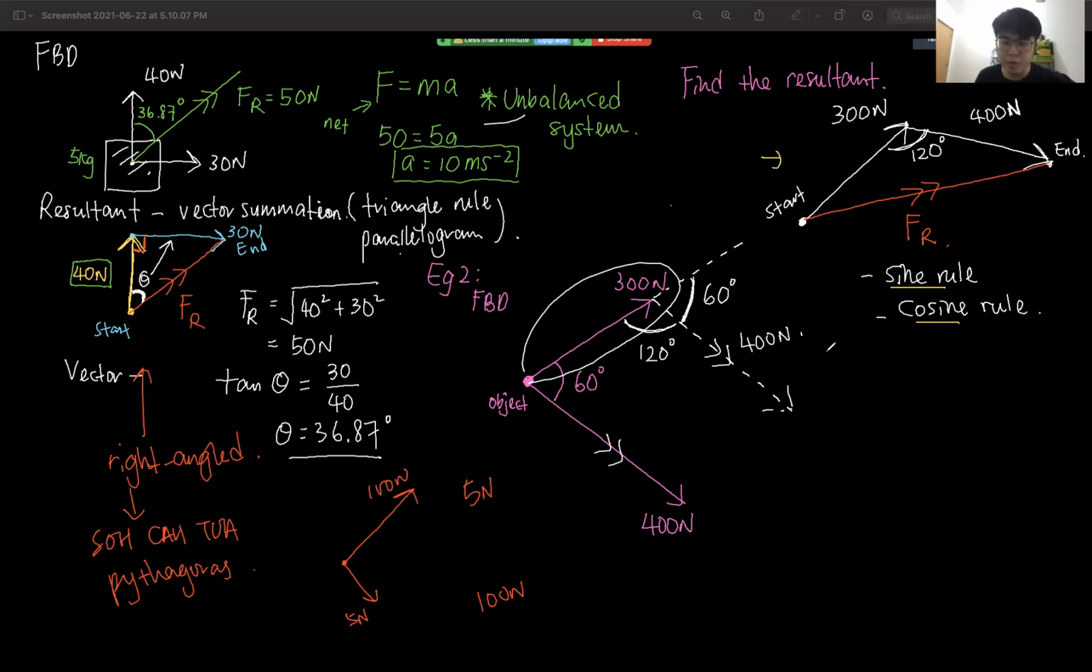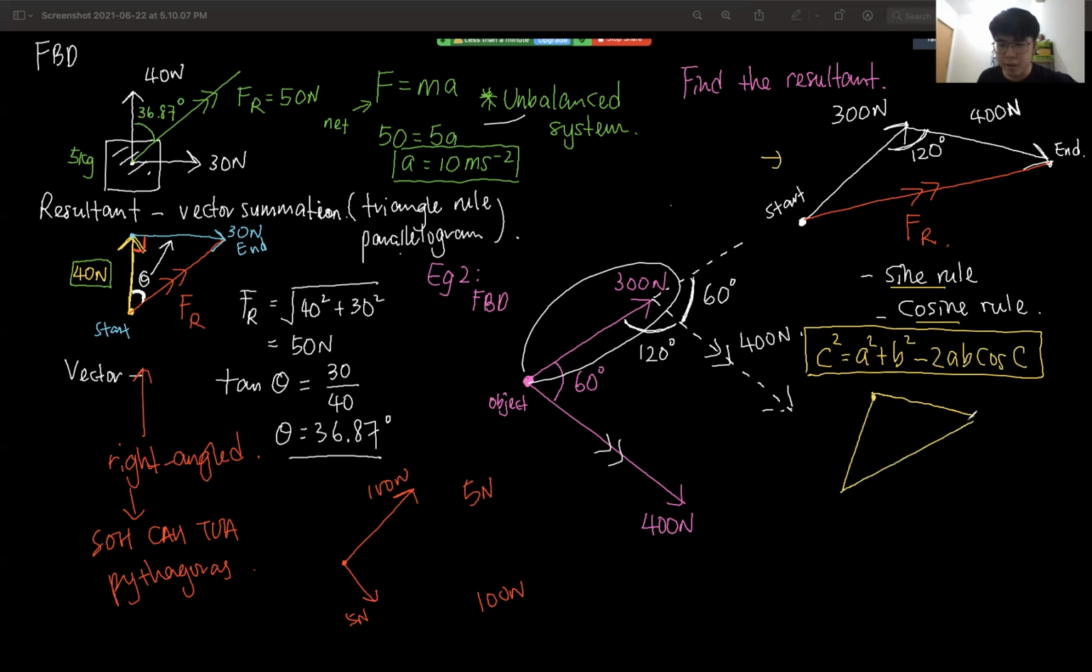Now, cosine rule, the formula is like this: c squared equals a squared plus b squared minus 2ab cos C. Okay, it looks very complicated. It looks like a nightmare, right? But actually, it's not that complicated. You see, here I draw a triangle. A triangle has got 3 angles. Okay, let's label it angle A, angle B, angle C.